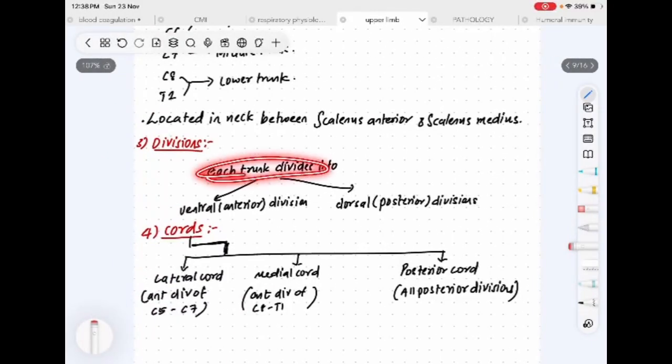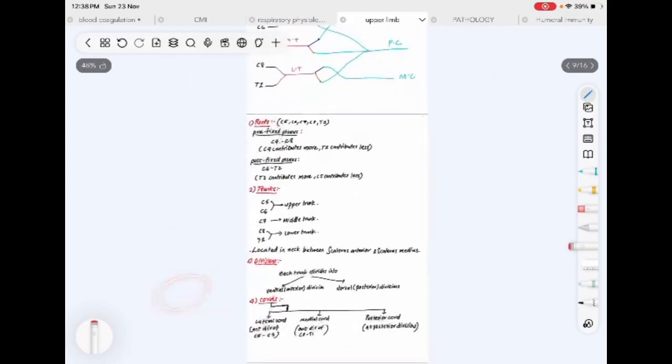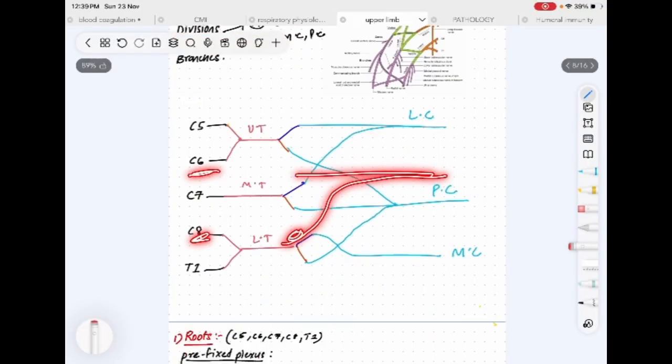Each trunk is divided into anterior division and posterior division, that is, ventral as well as dorsal division. Next, chords. As discussed earlier, lateral chord is formed by the anterior divisions of C5 and C7. See, this is the lateral chord.